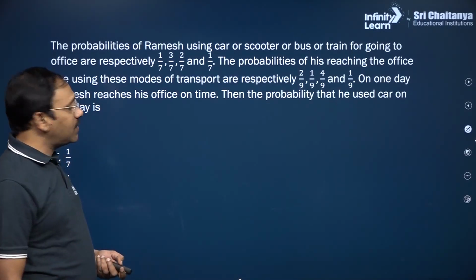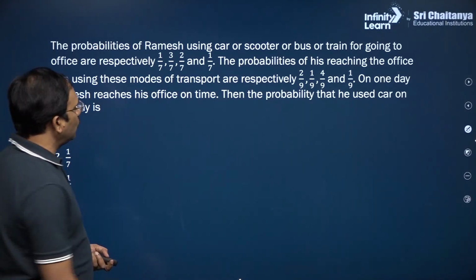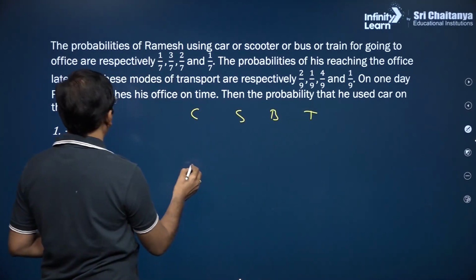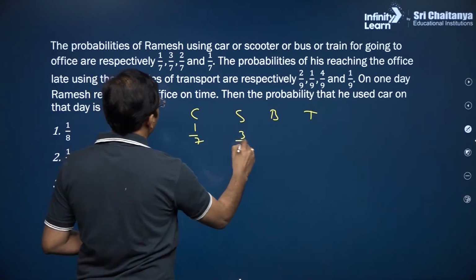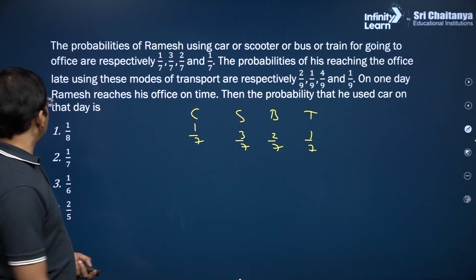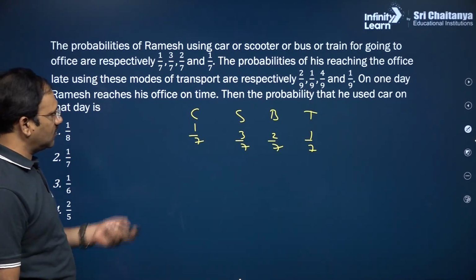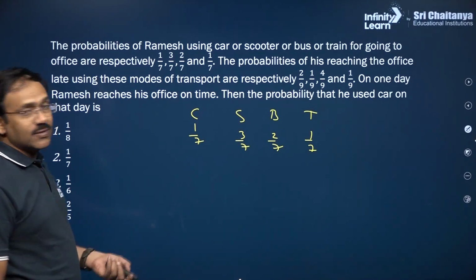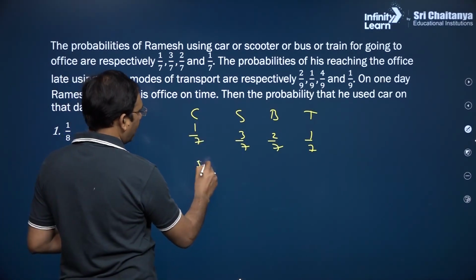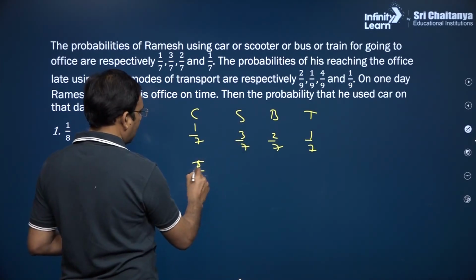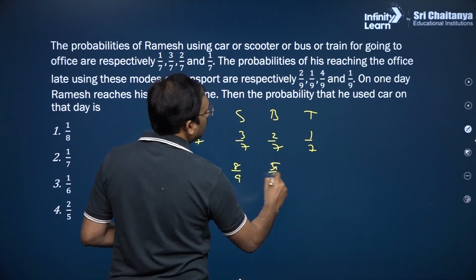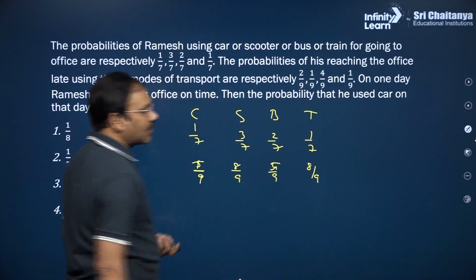Next, you see the probabilities of Ramesh using car, scooter, bus or train for going to office are respectively 1/7, 3/7, 2/7, 1/7. And the probability of his reaching the office late using these modes of transport is given, and one day Ramesh reaches his office on time, which means he is not late. The not-late probabilities are 7/9, 8/9, 5/9 and 8/9.